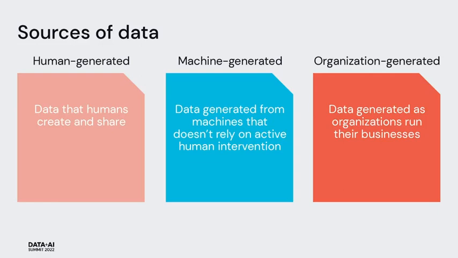Organization-generated data is data generated as organizations run their businesses. What are some examples of organization-generated data? Well, records generated every time you make a purchase at an online or physical store. Things like unique customer numbers, items you purchased, the date and time you purchased items, and how many of each item you purchased. Organization-generated data is often referred to as transactional data. You'll hear this term frequently in the world of big data.